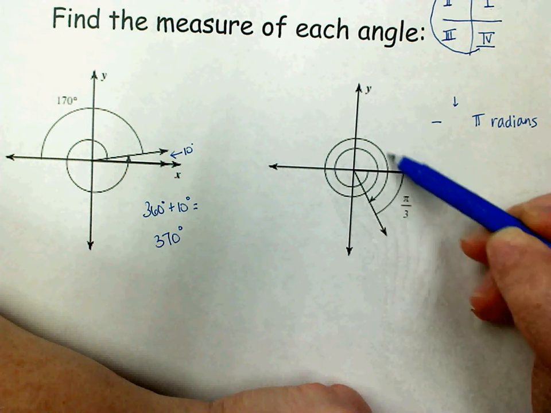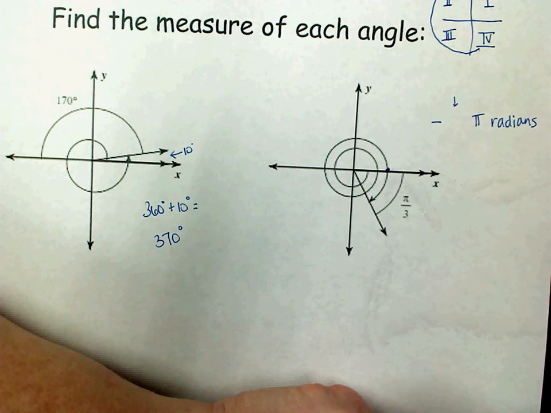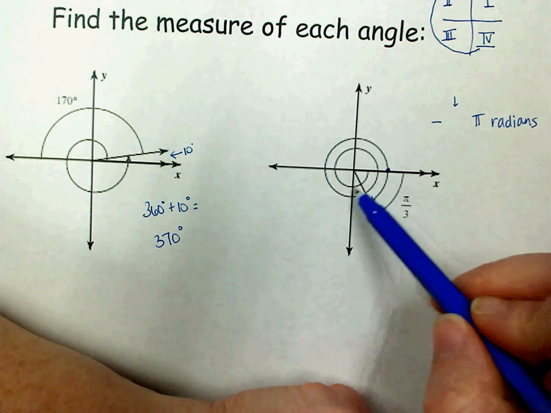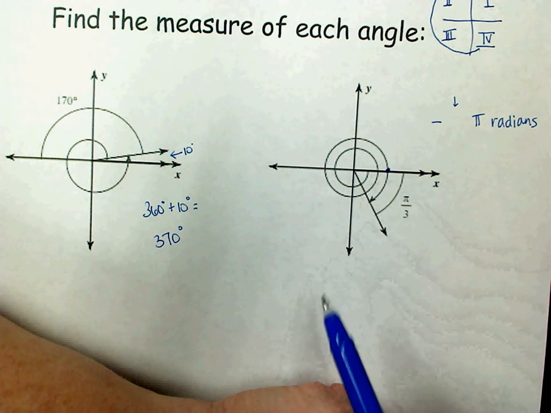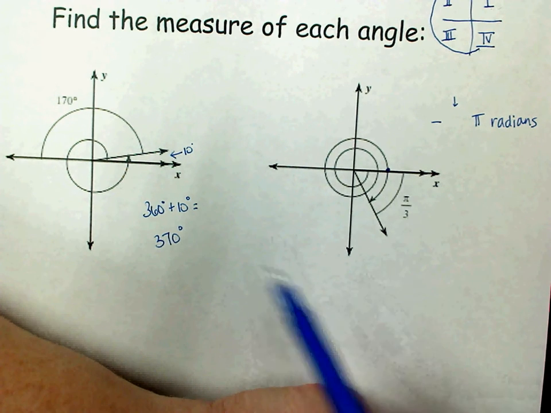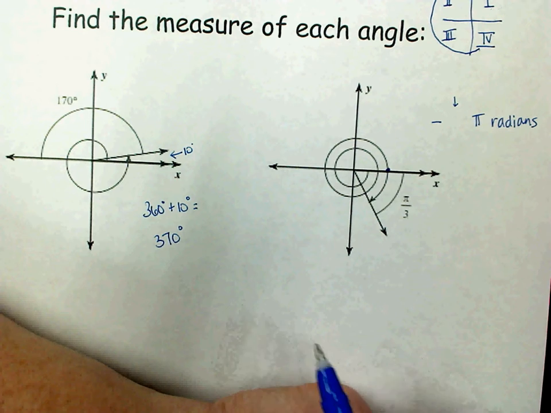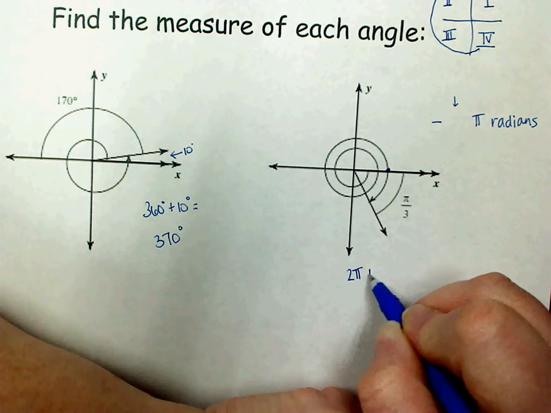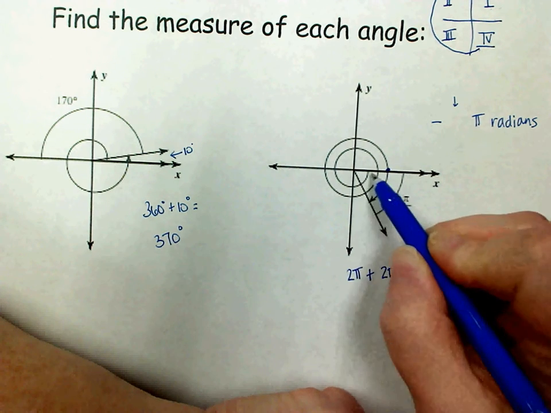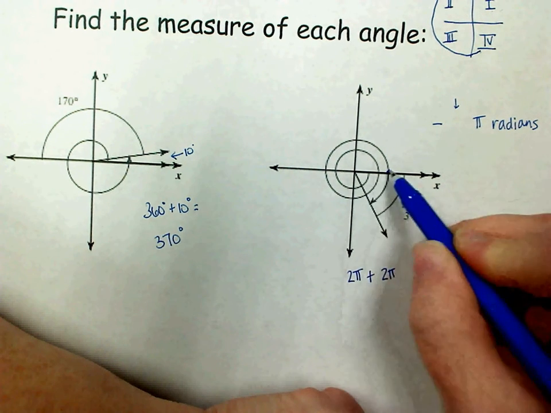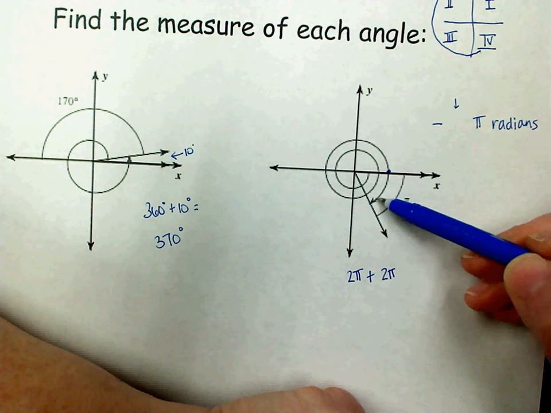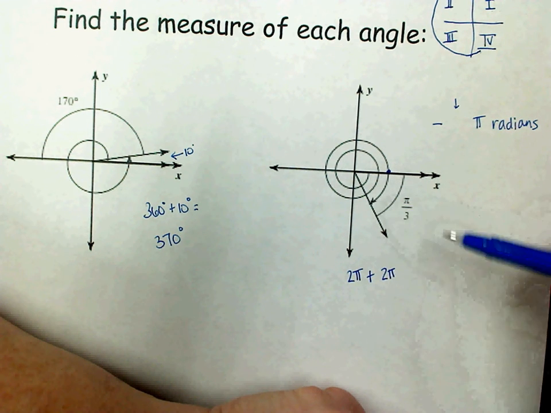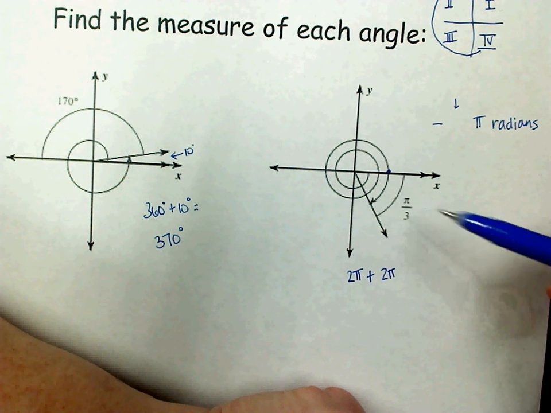So remember, every full revolution is 2 pi radians. 2 pi radians is the same thing as 360 degrees. So we went 2 pi radians for the first revolution, and then 2 pi again. But then we kept revolving until we got to this point right here. And so we kept going pi over 3. So that's what I need to add to the other 2 pi's.